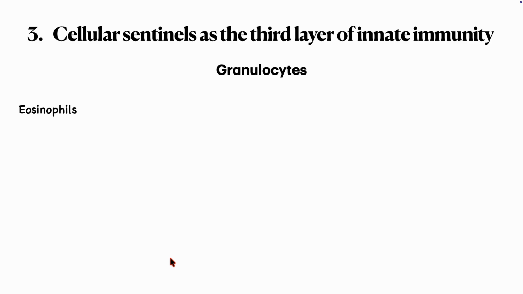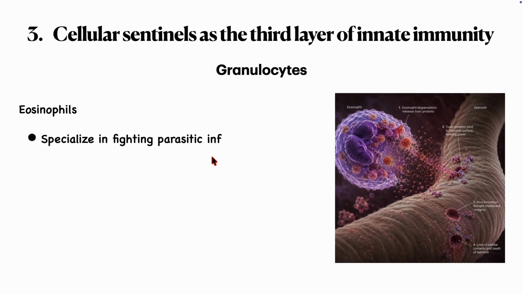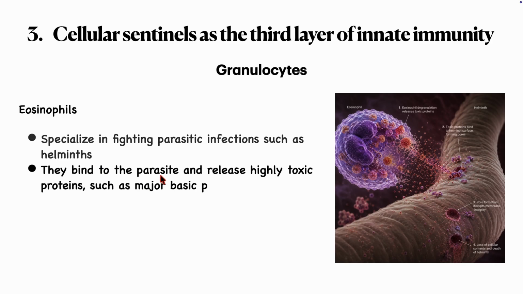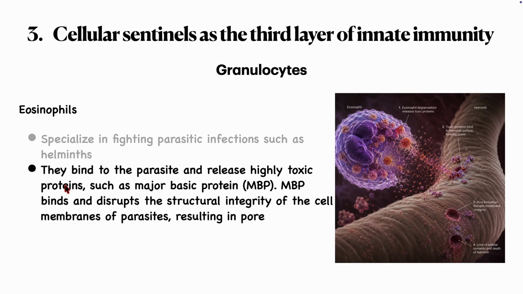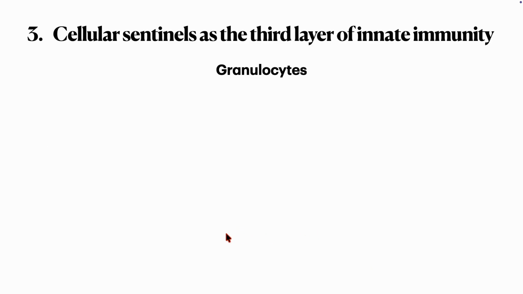Granulocytes include eosinophils, mast cells, and basophils. Eosinophils specialize in fighting parasitic infections such as helminths. They bind to the parasite and release highly toxic proteins such as major basic protein, or MBP. MBP binds and disrupts the structural integrity of the cell membranes of the parasites, resulting in pore formation and cell lysis. Mast cells and basophils.